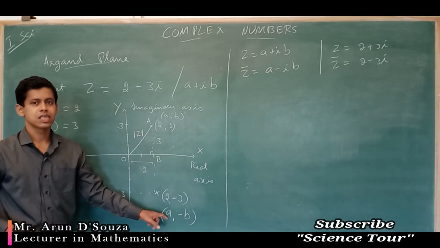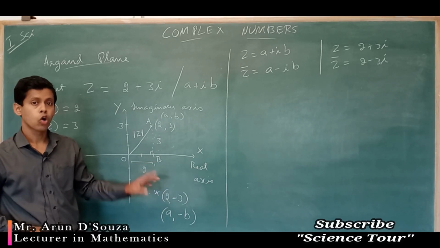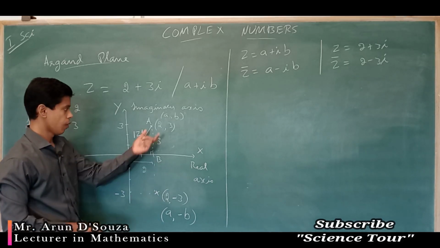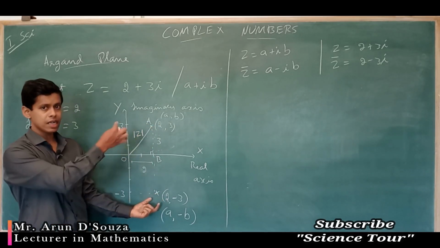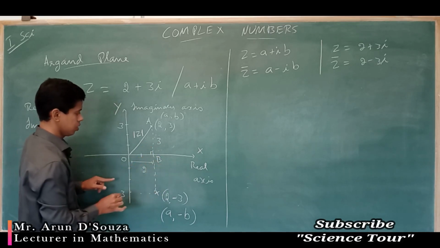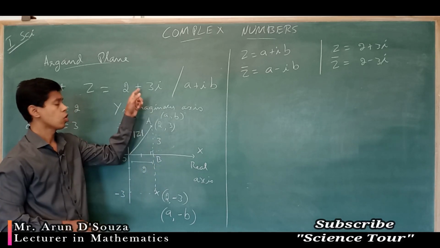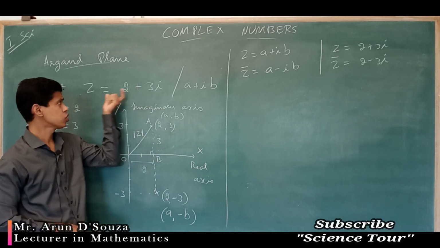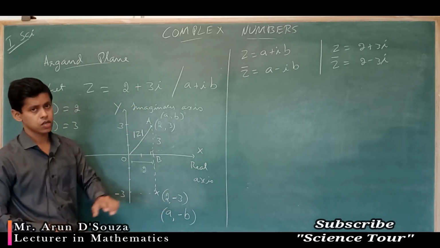And this represents the conjugate. So if this is the point, then this is the mirror image. So this is the mirror image, and this represents the conjugate of the complex number. So the complex number, if it is 2 plus 3i, its mirror image is the conjugate.